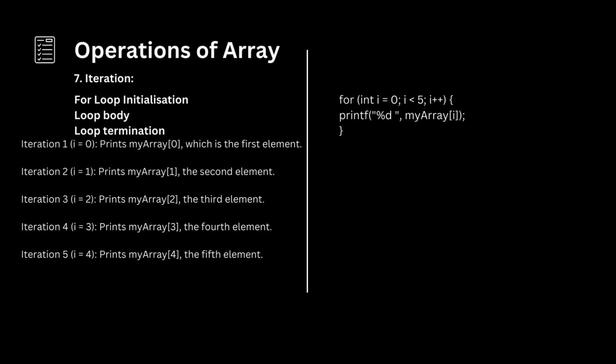The output of this loop would be the values of the elements in the array, printed with spaces between them. If myArray is {1, 2, 3, 4, 5}, the output would be 1 2 3 4 5. Each element is printed with a space after it. Next operation is searching. Find the index of a specific value in the array.